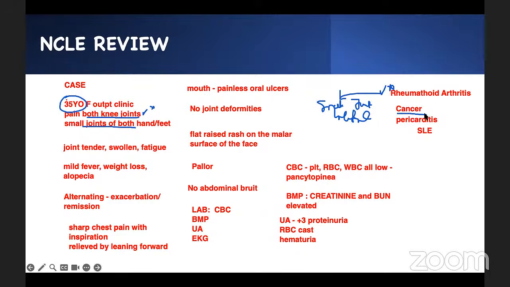This cannot be cancer because you shouldn't have alternating symptoms, right? Alternating. This keeps on going back and forth for over 3 months. It cannot be cancer.